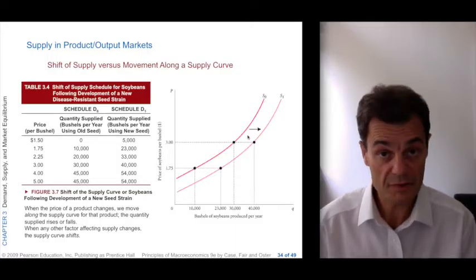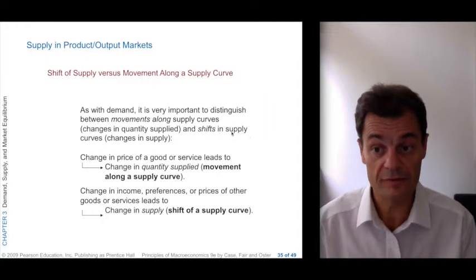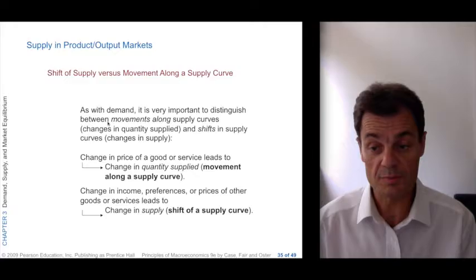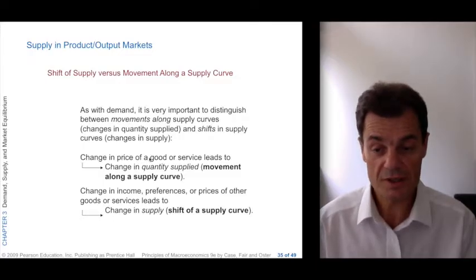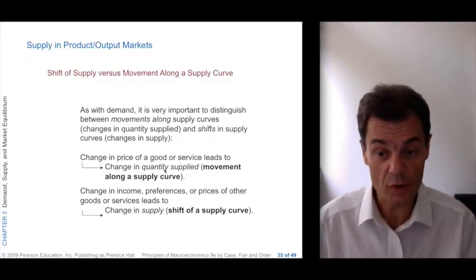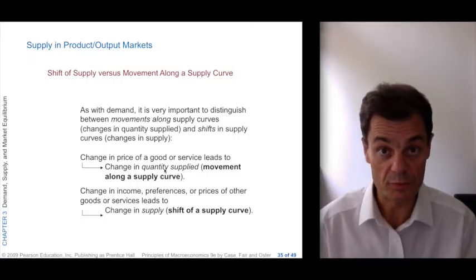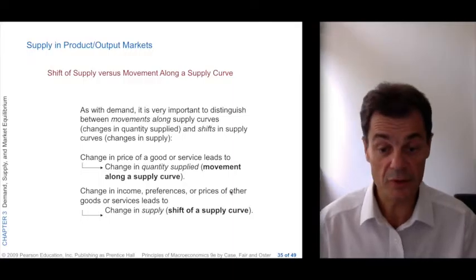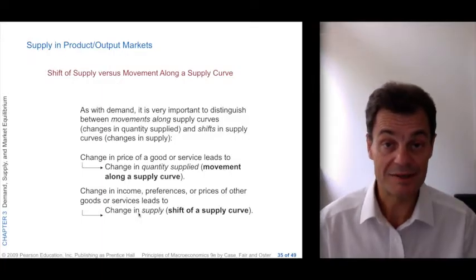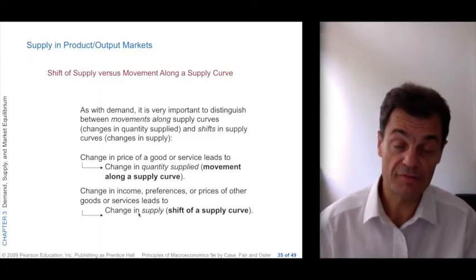So just like in the demand curve, it is important to distinguish between movements along the curve and shifts in the supply curve. A change in price of a good or service leads to a change in the quantity supplied. It's a movement along the curve. A change in income, preferences or prices of other goods and services leads to a change in the supply, that leads to a change or a shift in the supply curve.